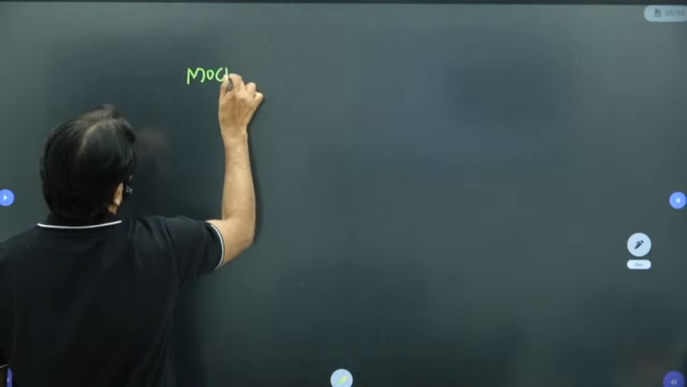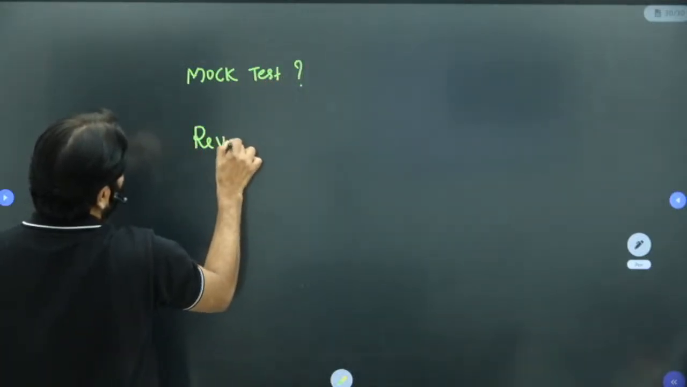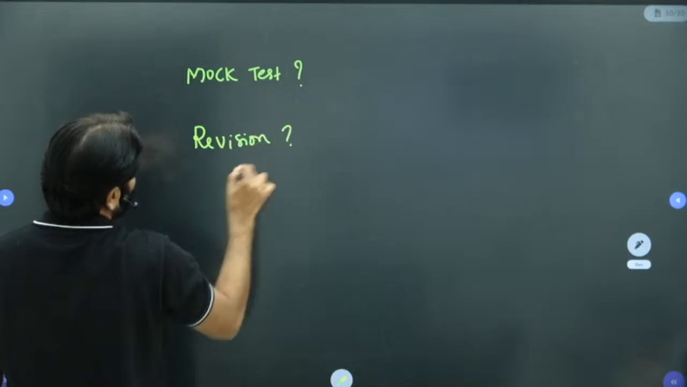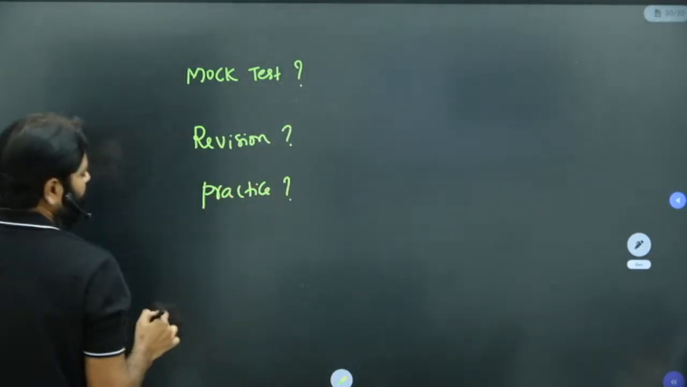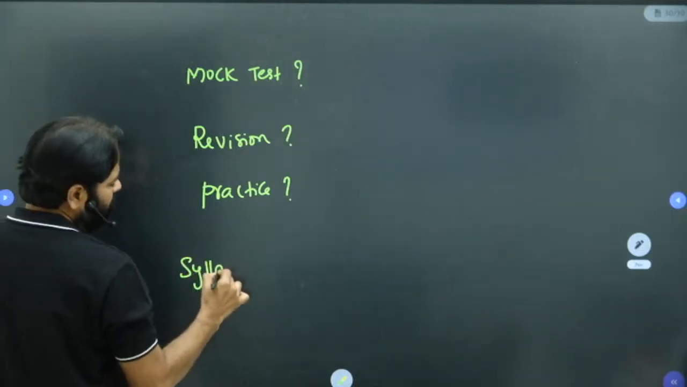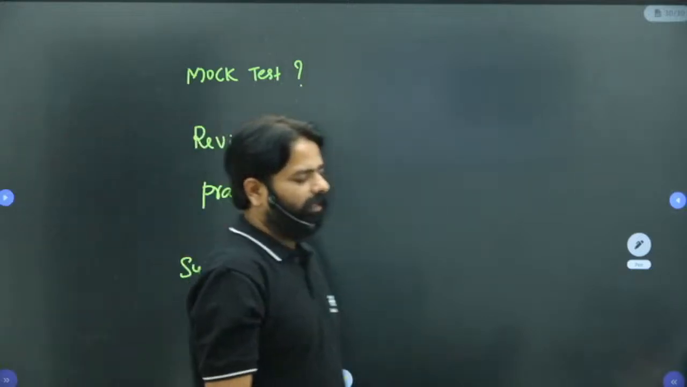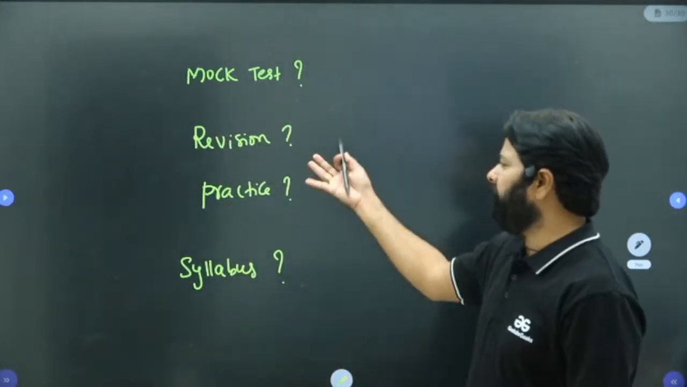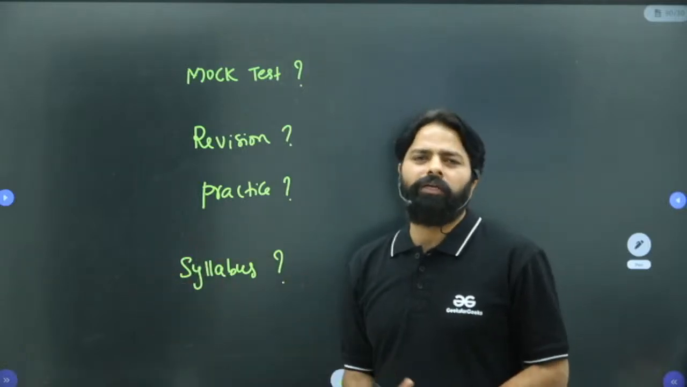So at this time, mock test, revision, how to do it, and practice, how to do it. These 3 things only you have, right? And if you have any syllabus not covered, please stop doing it. Don't cover anymore if there is a lot pending in revision and practice. Okay, if everything is done and 1 or 2 topics remain, then you can do it, not an issue.